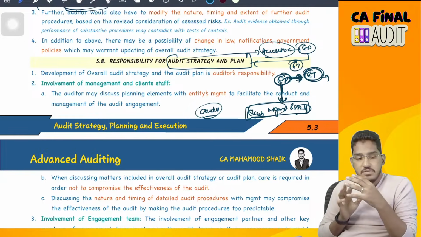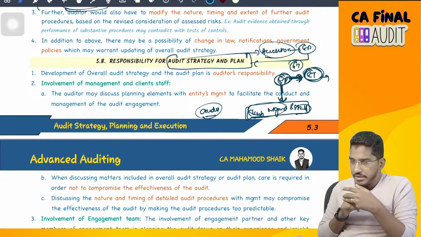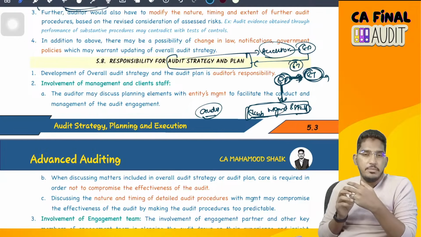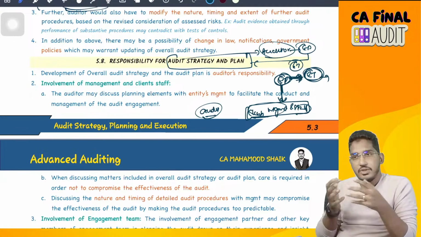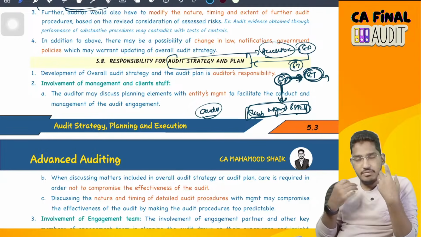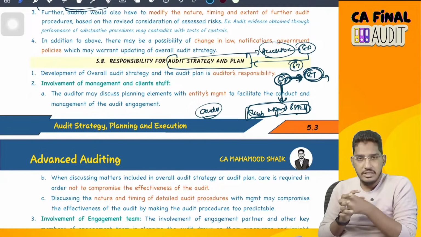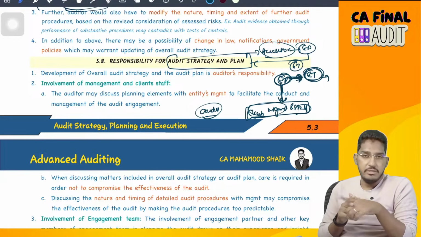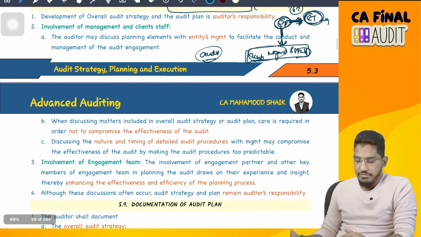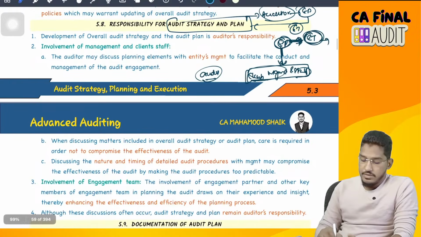Why? Because if you discuss the detailed audit strategy and audit plan with them, what you are going to do becomes highly predictable, and the management will take all the precautions to make sure that no misstatement comes to your notice. So you should involve the management and the client's staff, yes, but only to the extent their involvement is necessary. Don't discuss the detailed audit plan and strategy with them. That will make your audit completely ineffective. So that is what this question is about.